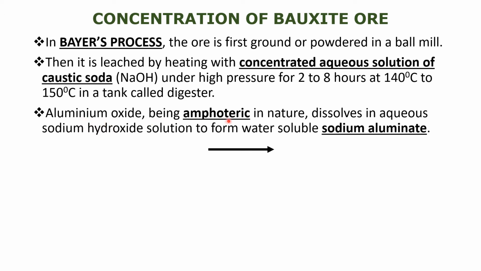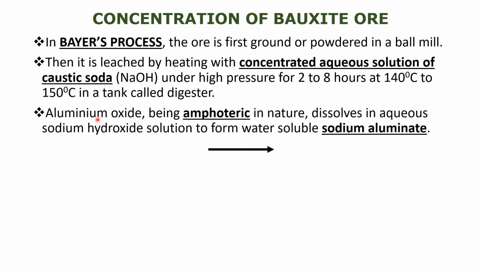Now, aluminium oxide is amphoteric in nature. What is amphoteric nature? An oxide which is both acidic and basic in nature. Like amphibians, remember? Animals which can live on land and in water. So also, aluminium oxide is an oxide which is amphoteric. Amphoteric means it is acidic as well as basic in nature.